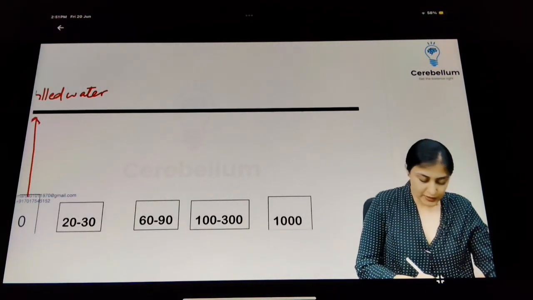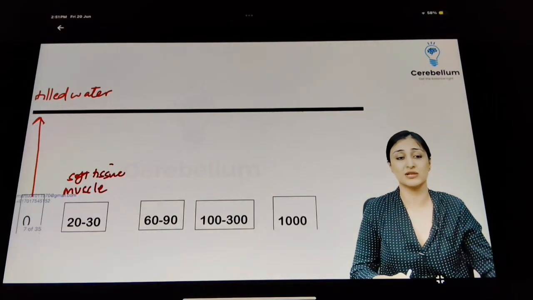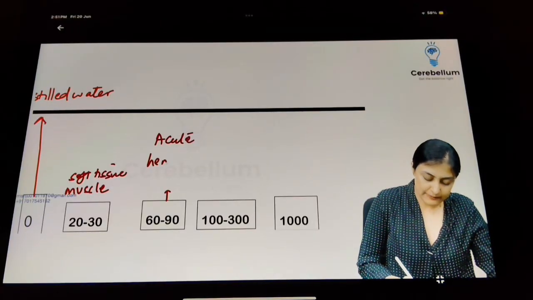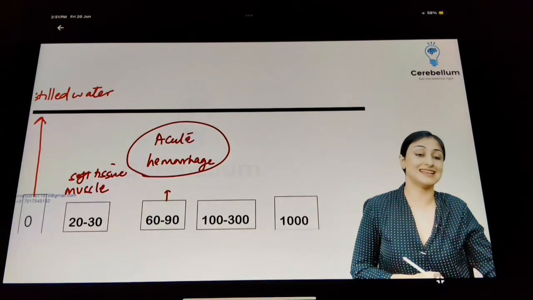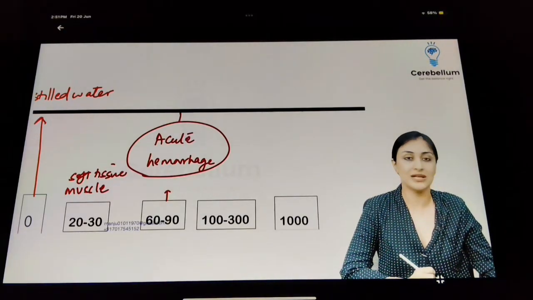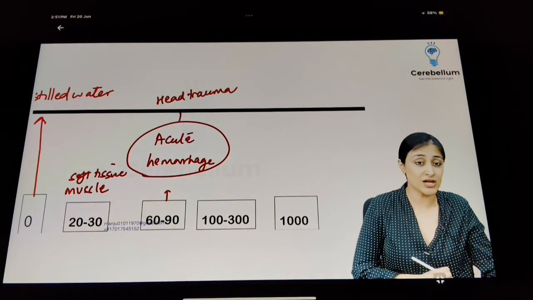Coming to positive HU. 20 to 30 is your muscle, your soft tissue that we were using, right? So soft tissue muscle is almost equal to water, just a little bit whiter. 60 to 90, very important, is acute hemorrhage. When we evaluate head trauma, we will see that acute hemorrhage is hyperdense. It is whiter as compared to soft tissue. So do you agree that now when I'm evaluating acute hemorrhage, or another way of putting it, when I'm evaluating head trauma, do I really need to give contrast?